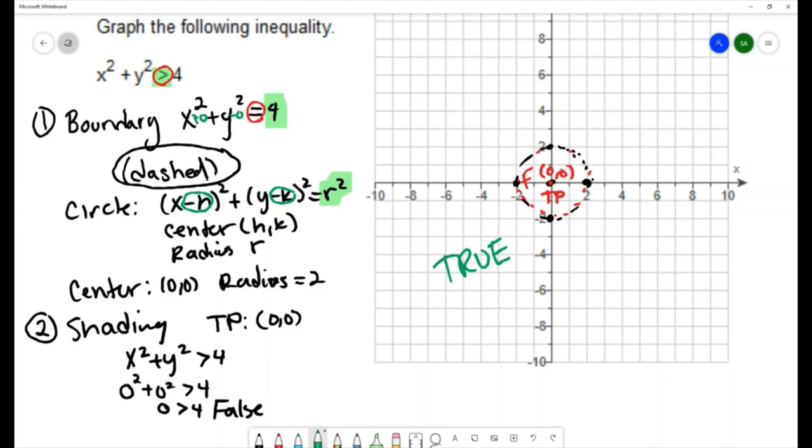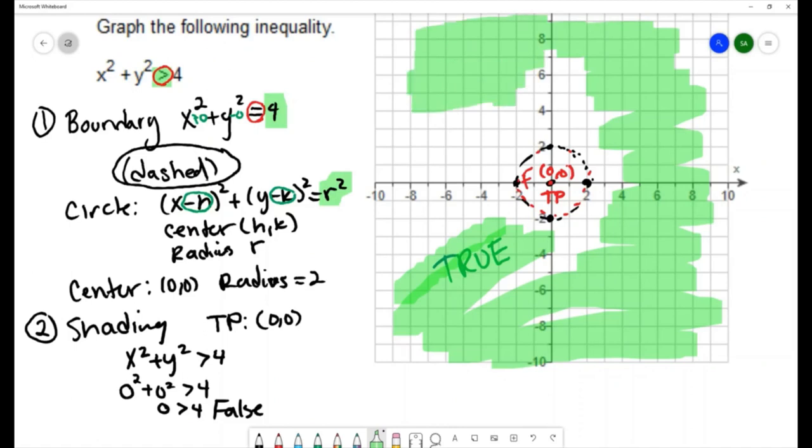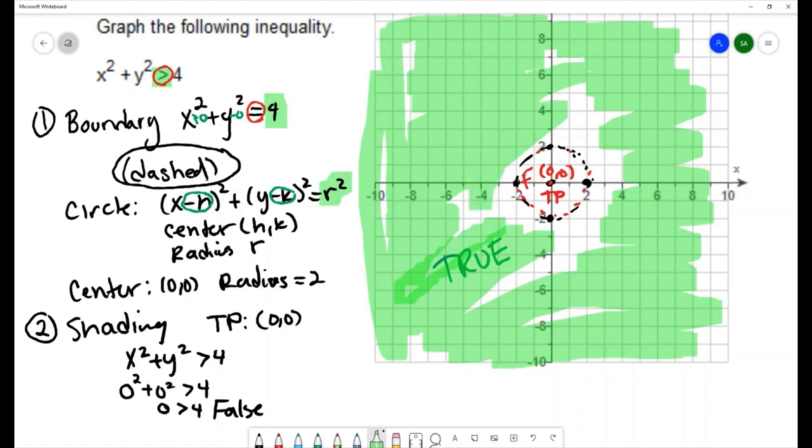I want to shade the points that are true. Those will be solutions to the inequality. So all of these points on the outside of the circle, all of these ordered pairs are solutions to our inequality x squared plus y squared is greater than 4.